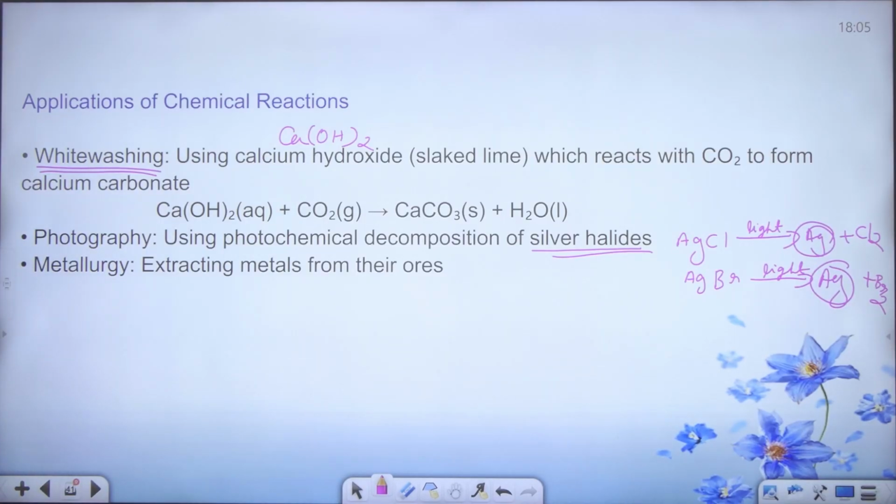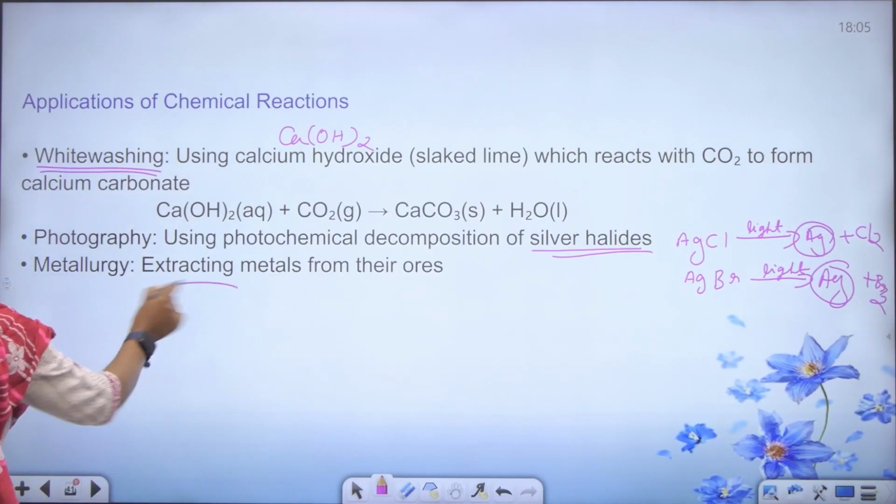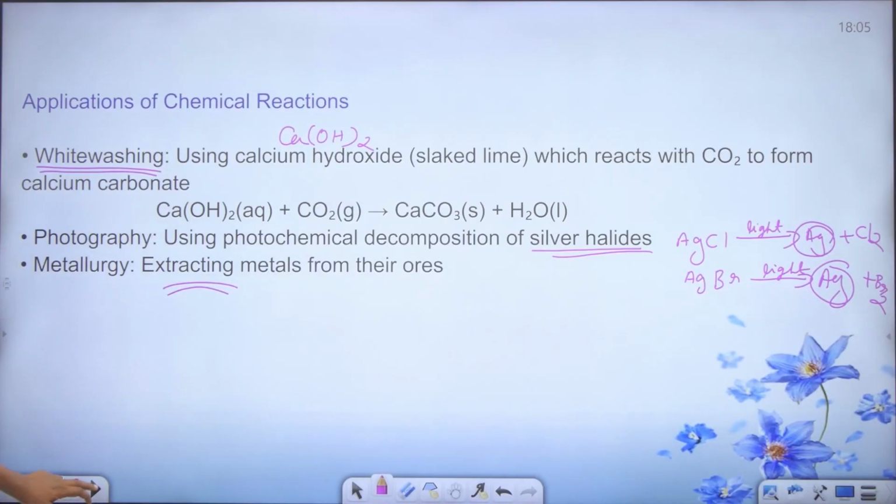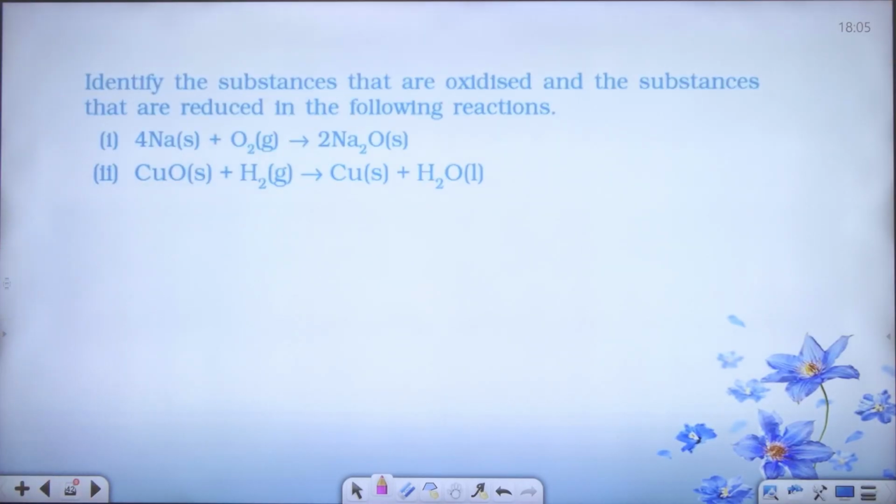Then the metallurgical process, extracting metals from their ore. Then do this problem.